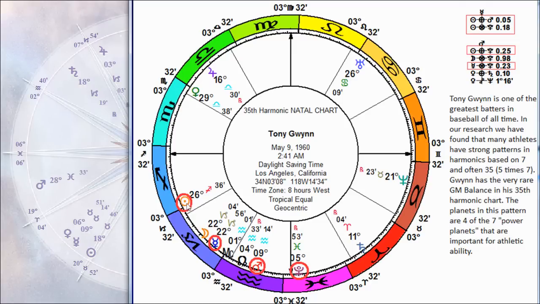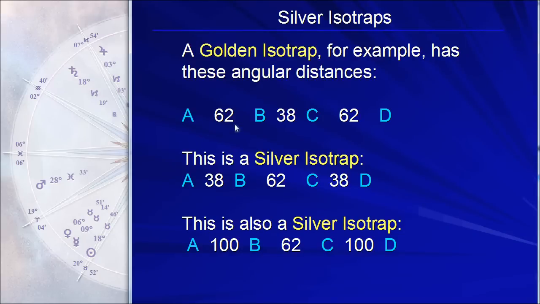But if we look at the angular distances, Sun to Mercury is about 26 degrees. Mercury to Mars is about 7 plus 9 is 16, and Mars to Pluto is about 26. So it's about 26 degrees from Sun to Mercury, followed by 16 degrees Mercury to Mars, followed by 26 degrees. So it's 26, 16, 26, just like I'm showing here. 62, 38, 62, the long distance, short, long.